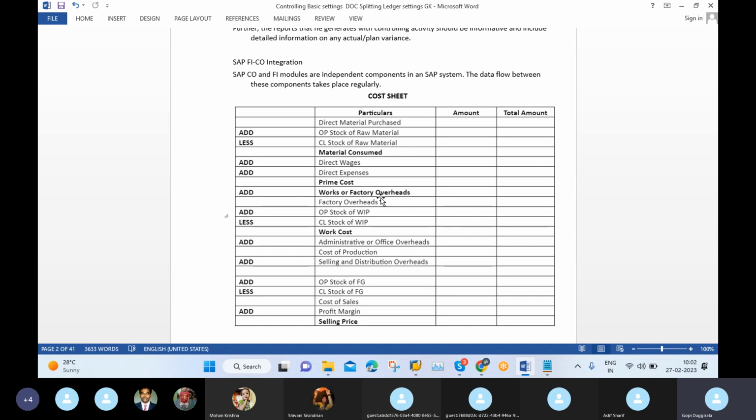So again, we need to spend some indirect expenses also. If you want to run a factory, we have some factory overheads, right? So at factory level, we incurred some expenses. Those expenses also we can add to our product finally. So when we add prime cost and these factory overheads, now we get work cost. Sometimes we call it factory cost also. It means up to the factory, how much cost we incurred.